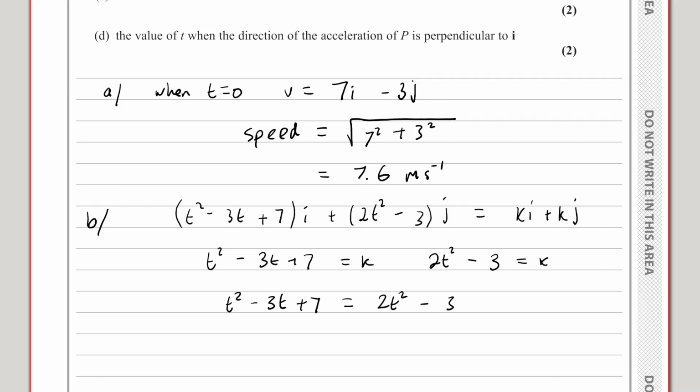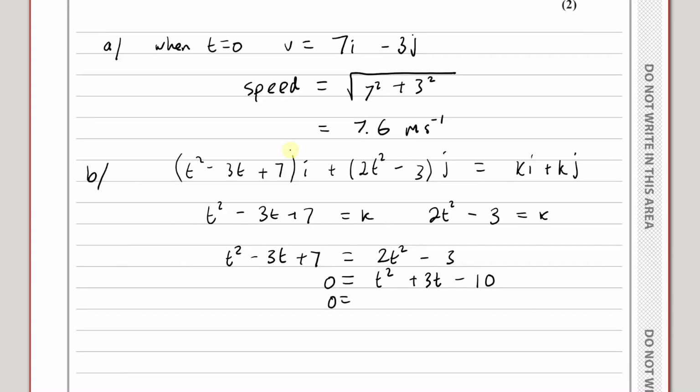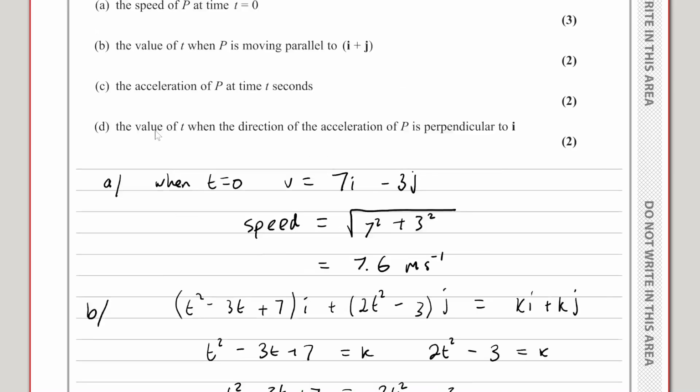Make it equal to 0 and solve. So take away t squared from both sides, add 3t to both sides, and take away 7 from both sides. And this is a quadratic that factorizes. It's plus 5, minus 2. So t is negative 5, which we can't have, t's got to be greater than 0, or t is 2. So t is 2.